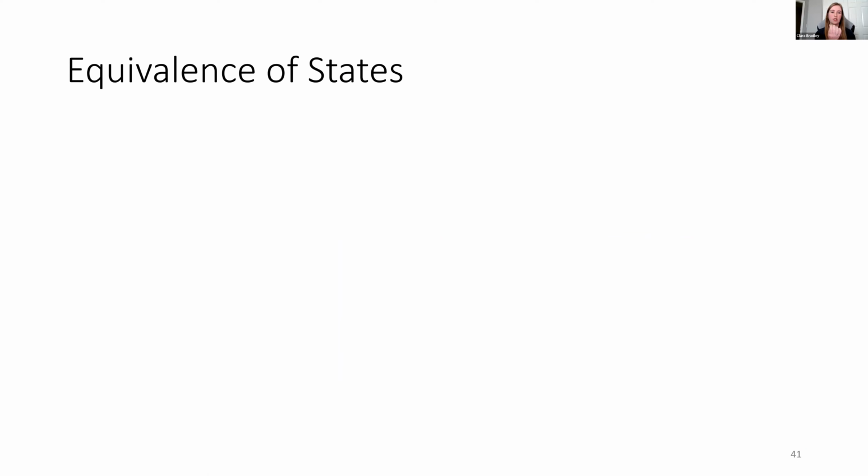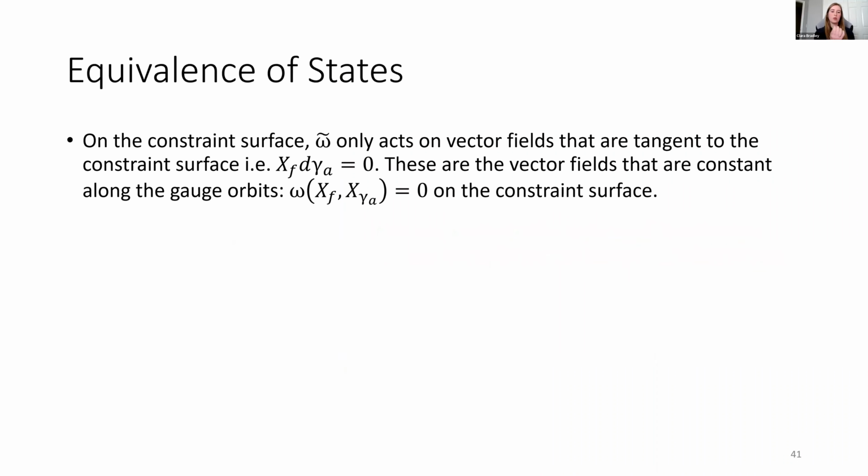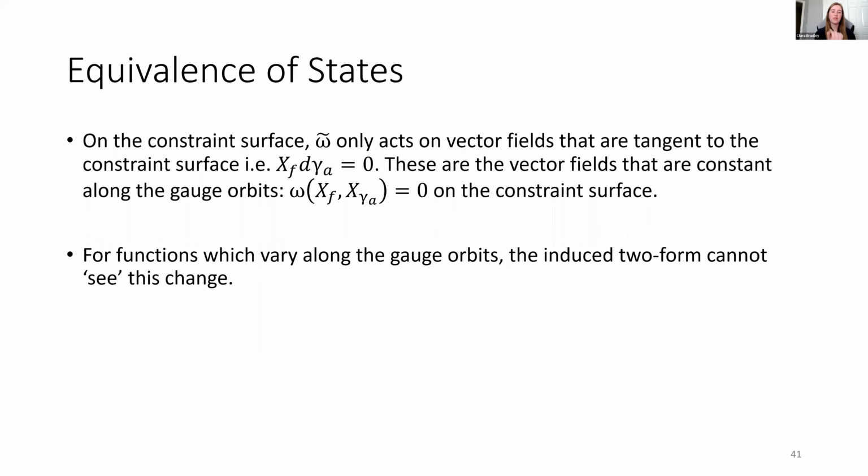So let's turn to the sense in which states are equivalent. Importantly, on the constraint surface, this induced two-form is such that it only acts on vector fields that are tangent to the constraint surface. But these are precisely the vector fields that are constant along the gauge orbits. And so for functions that vary along the gauge orbits, the induced two-form cannot effectively see this change. And so one cannot distinguish the value of a function at different points along a gauge orbit using the structure of the constraint surface. And this provides a sense in which these points are equivalent, namely there is no way to tell using the structure of the constraint surface which point one should evaluate a function at.